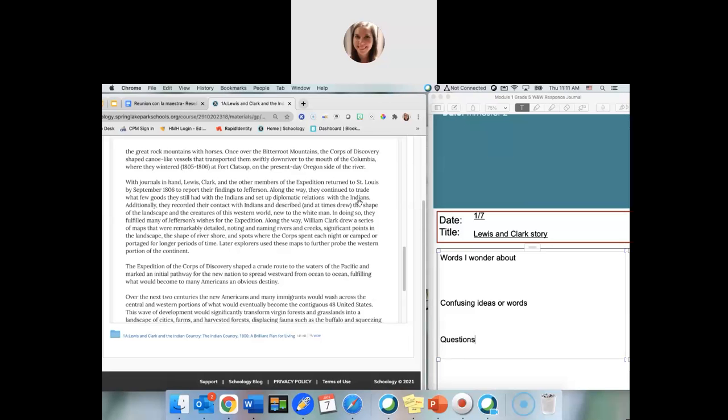of the river. With the journals in hand, Lewis, Clark, and the other members of the expedition returned to St. Louis in September 1806 to report their findings to Jefferson. Along the way, they continued to trade what few goods they still had with the Indians and set up diplomatic relations with the Indians. Additionally, they recorded the contact with Indians and described, and at times drew, the shape of the landscape and the creatures of the Western world, new to the white man. In doing so, they fulfilled many of Jefferson's wishes for the expedition.